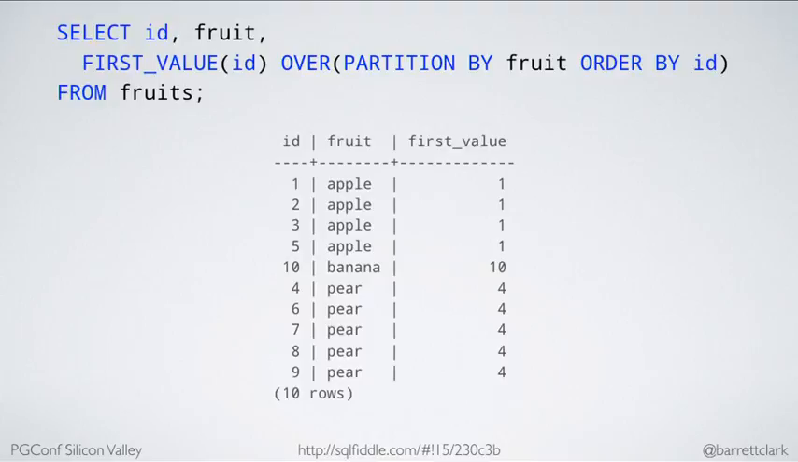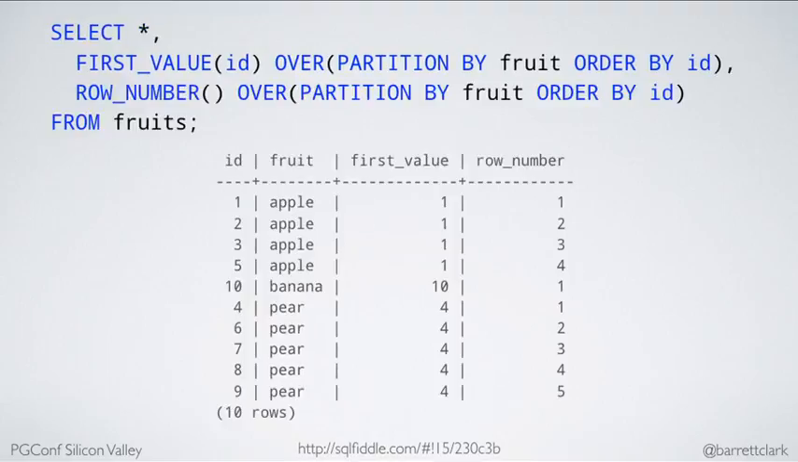We get 1 for apple. If we were asking about the last ID, that would be 5. We get 10 for banana. The last ID, again, would be 10. And then pear, the first time it happens is at record ID 4. The last ID would be 9. So there we've chunked the table up, partitioned it by the value of the fruit field. Given the set of X, what's the first occurrence or what's the last occurrence?